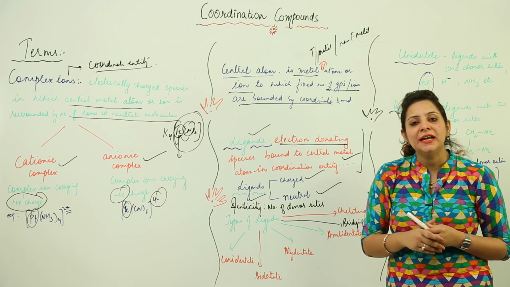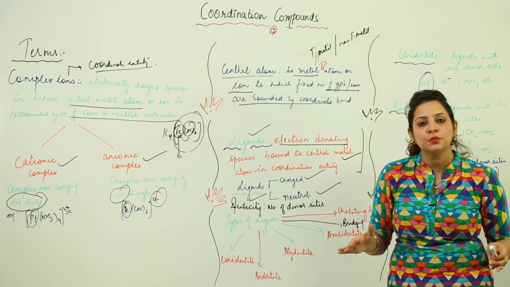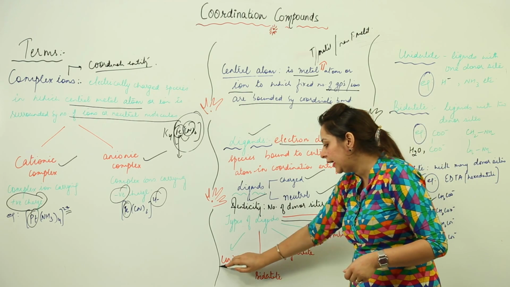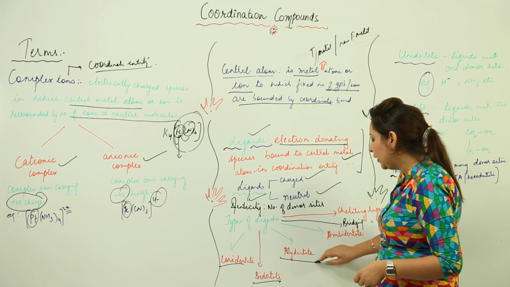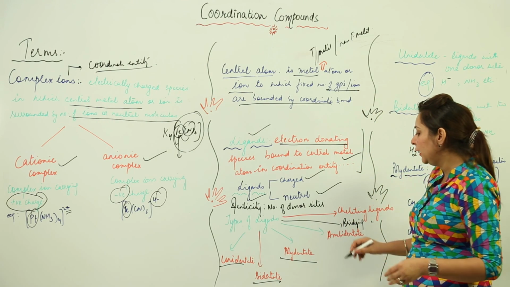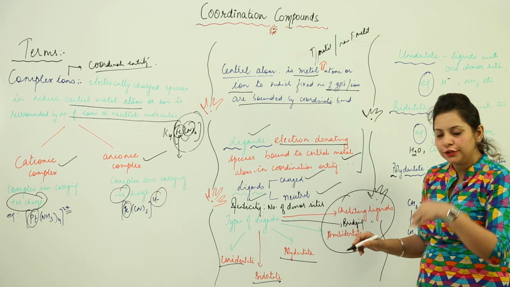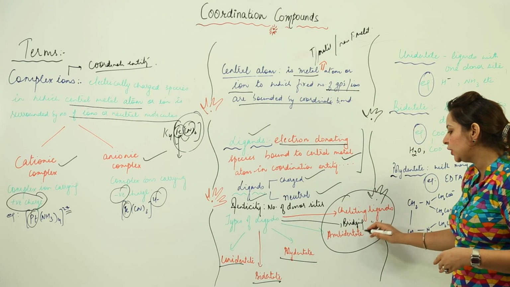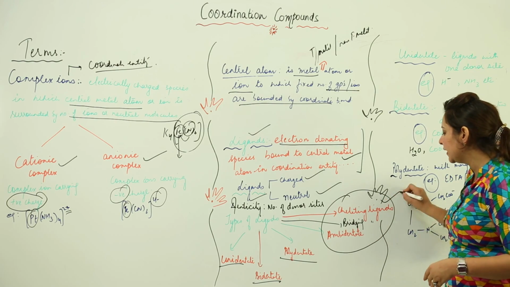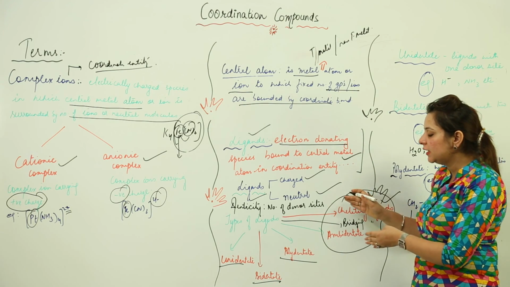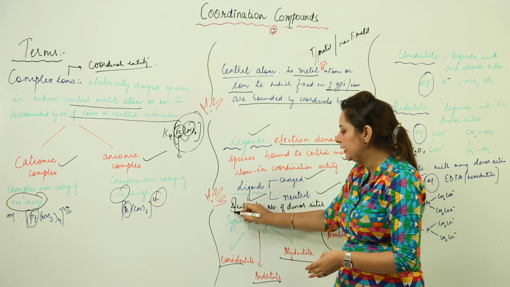And depending upon denticity we can classify ligands into many kinds, that is unidentate, bidentate, polydentate. Depending upon symmetrical and asymmetrical ligands, we will classify further into chelating ligands, bridging and ambidentate ones. So this we will take later. For this moment we are just considering the denticity part.